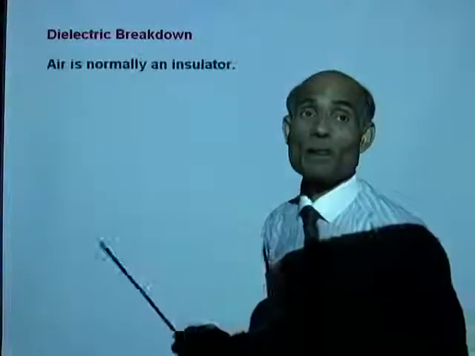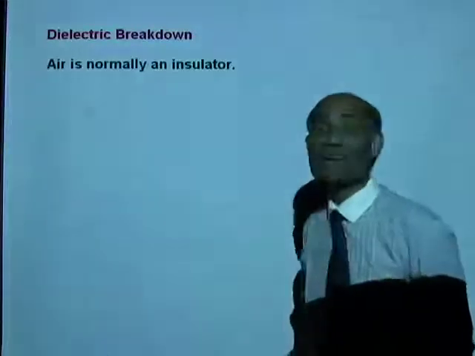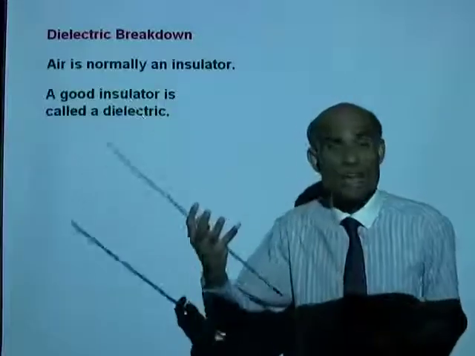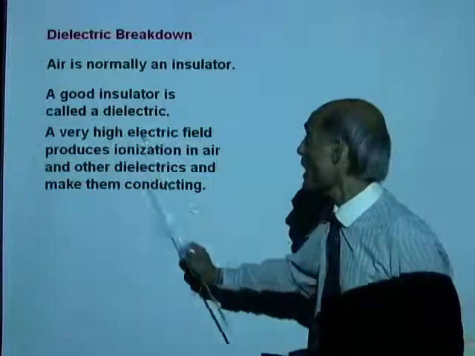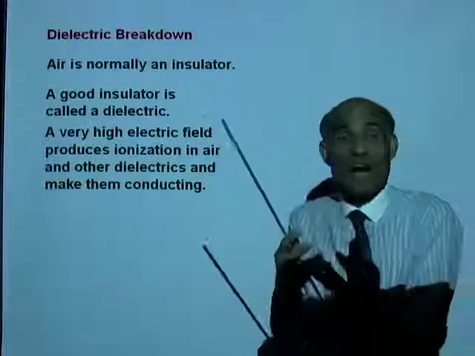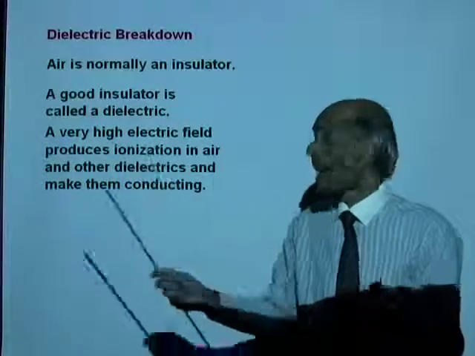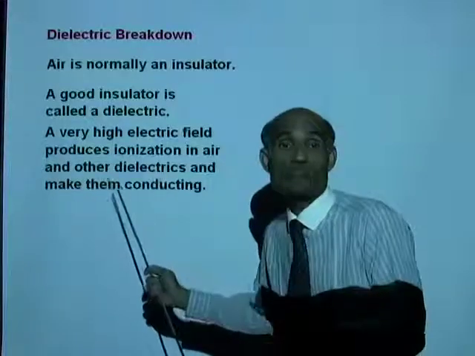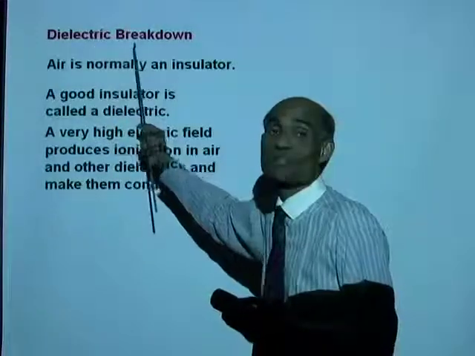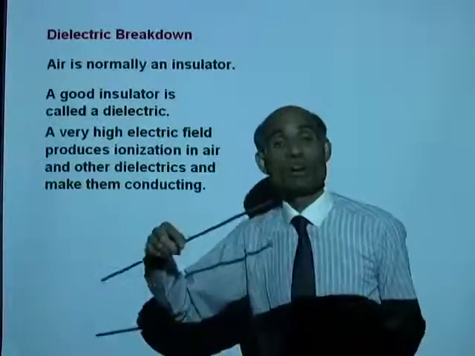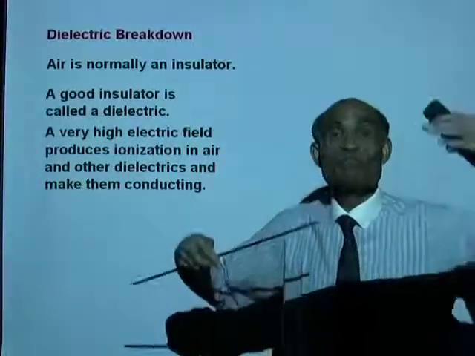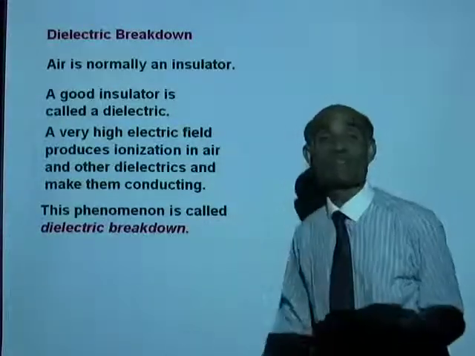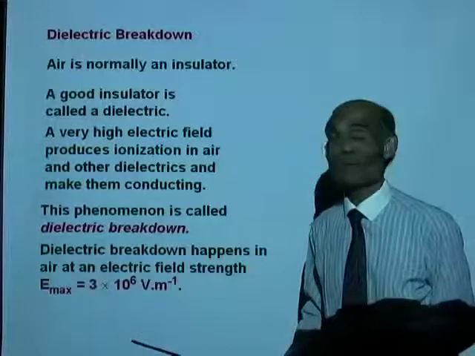All right. Air is normally an insulator. A good insulator is called a dielectric. A very high electric field produces ionization in air and other dielectrics and makes them conducting. And this process is called dielectric breakdown. And what is responsible for that? A very high electric field. Now this phenomenon is what we call dielectric breakdown.